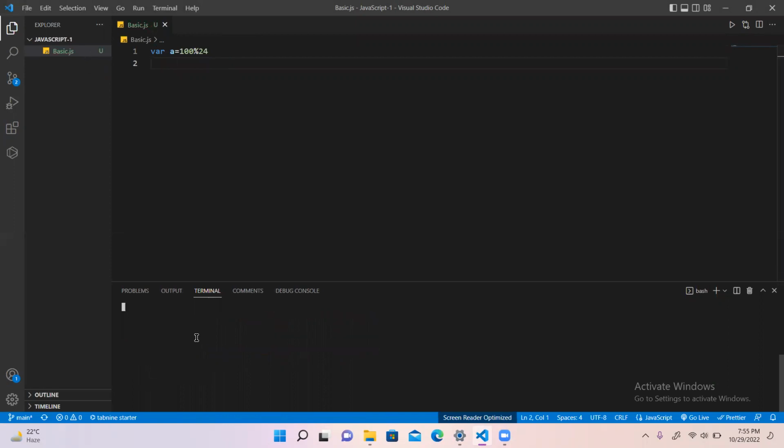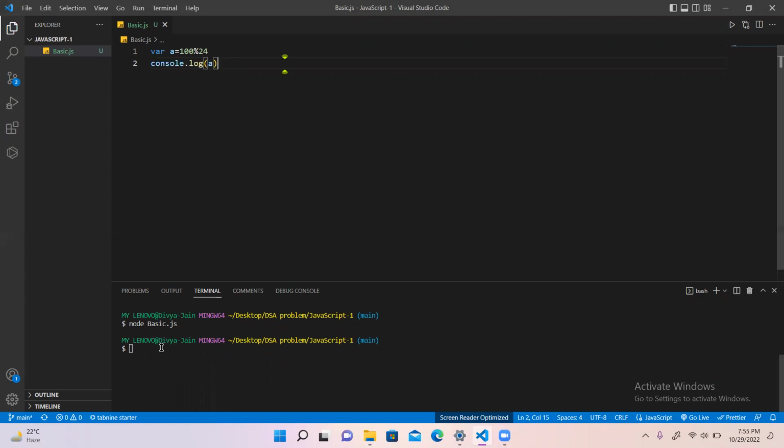First, you clear your terminal. Write node basic.js. Basic.js is a file name. Okay, you can write anything. Okay, what do you want? There is no output because you didn't write the console.log. Console.log is for printing a value. Then you get an output of that value. Basic.js. Now you get a value.